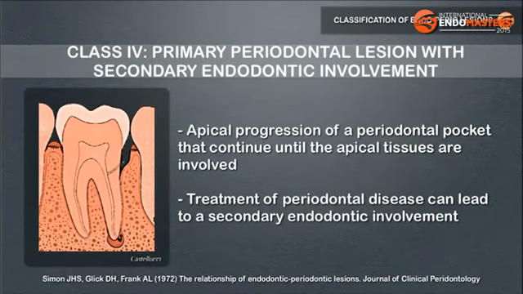Class 4. The primary periodontal lesion with a secondary endodontic involvement. The apical progression of a periodontal pocket may continue until the apical tissues are involved. In this case, the pulp may become necrotic as a result of the infection entering via the apical foramen and lateral canals. Treatment of periodontal disease can also lead to a secondary endodontic involvement. Lateral canals and dentinal tubules may be opened to the oral environment by scaling and root planing procedures. Root amputation provokes a pulp exposure to the oral cavity too.